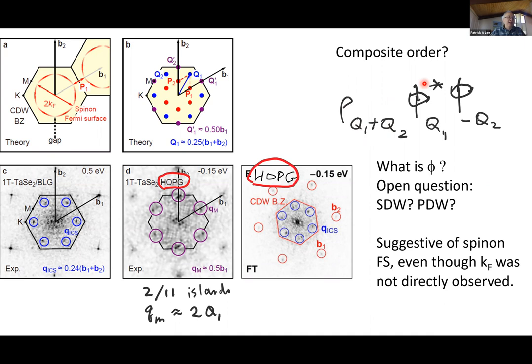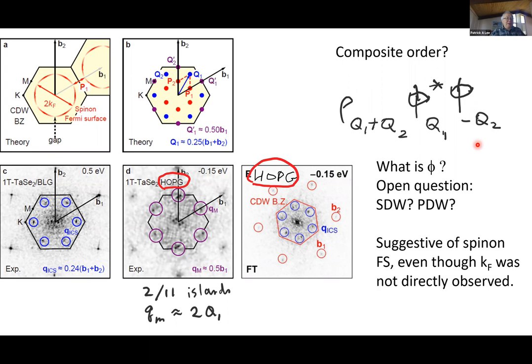So for example, imagine that this is a spin density wave. There's a spin density wave that's created at P1, and there's another one that's created at P2. If I take two spin density waves, I can form a charge density wave. It's less well known that this is allowed by Landau theory. So this becomes what is called a composite order. Now, in STM, they do not see spin order, so they cannot see the spin density wave. So this is hidden.